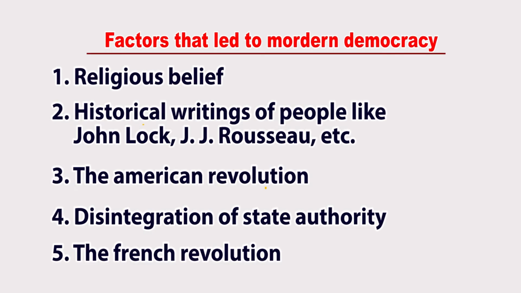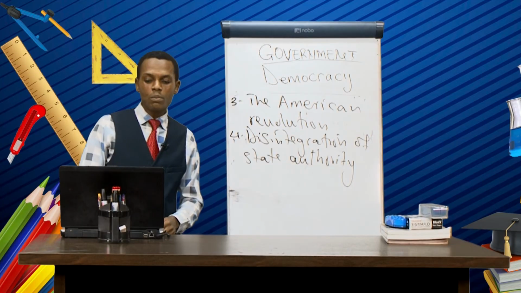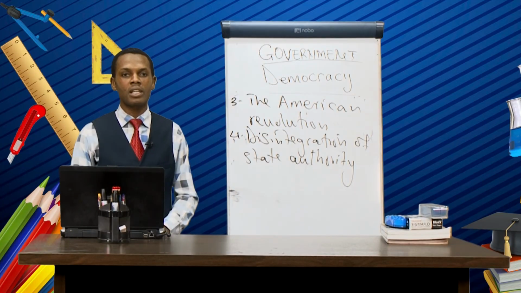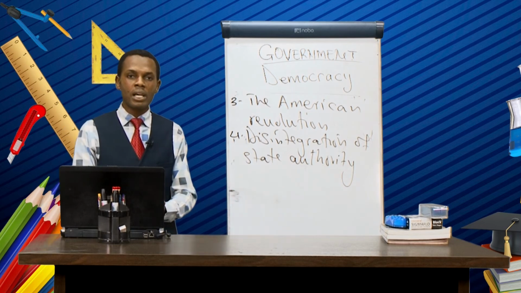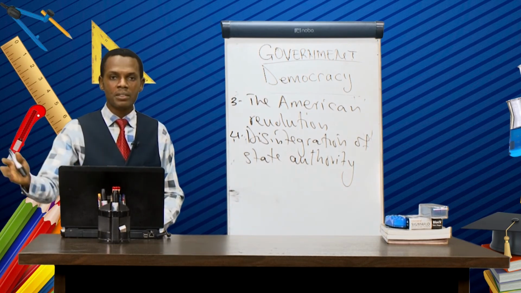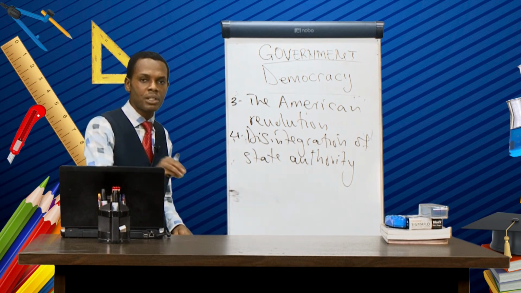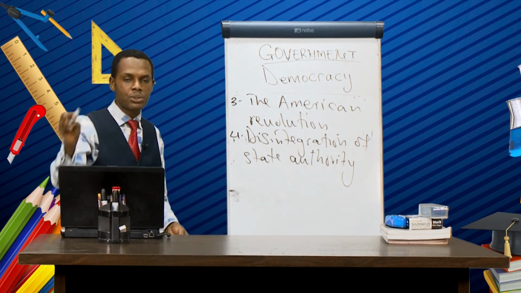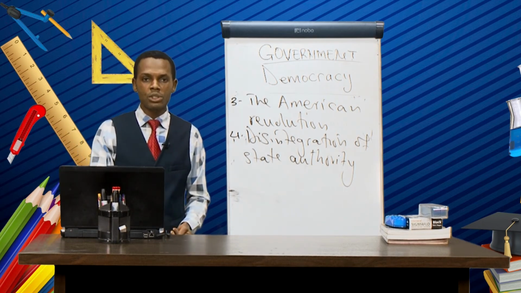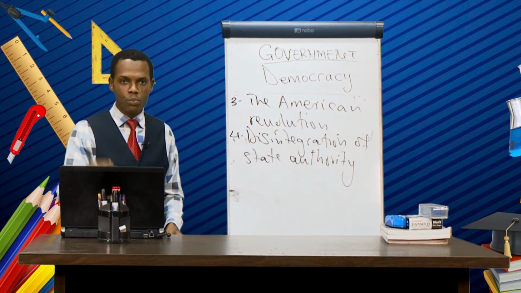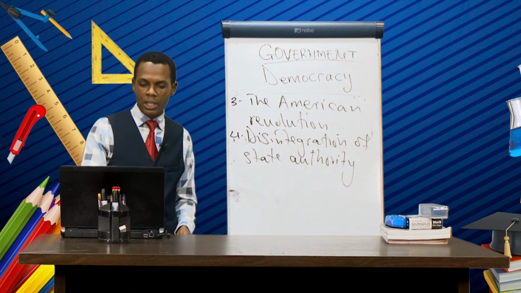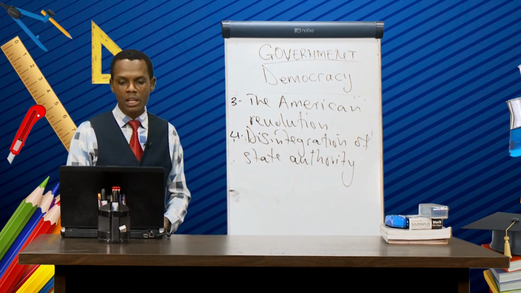Then number 4, we have disintegration of state authority. Under this disintegration of state authority, Rome fell. Rome was a powerful nation at that time. But a time came that Rome fell. And the power that be at that time became shattered and scattered. So everybody was now having a right to that power. And this became an example to many nations of the world to copy. From that moment, people began to fight, people began to seek their own power. And that is when nations began to gain independence from their colonial masters.